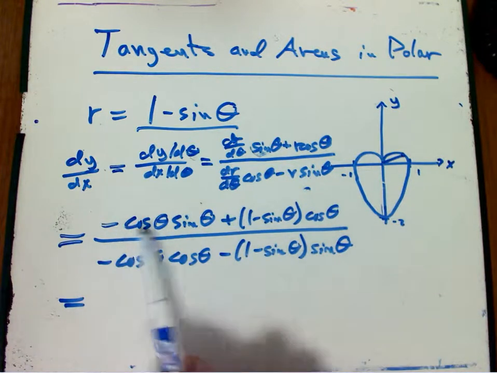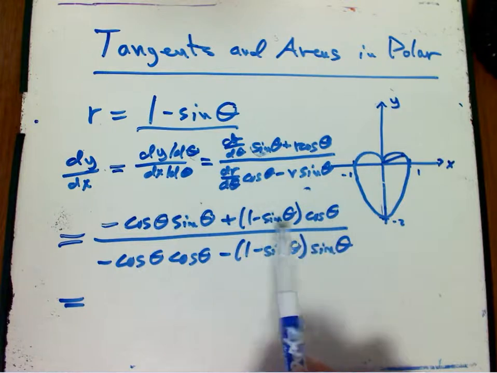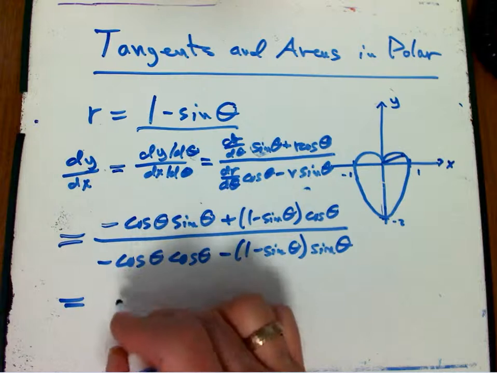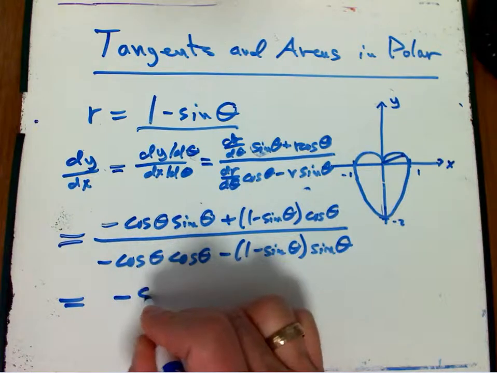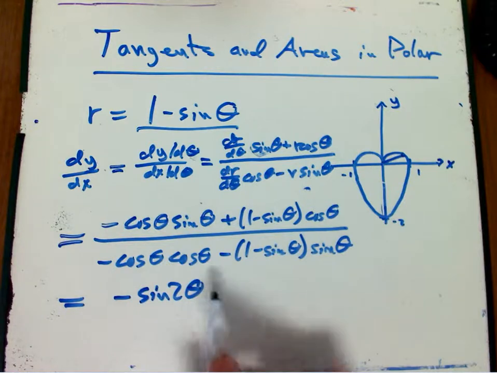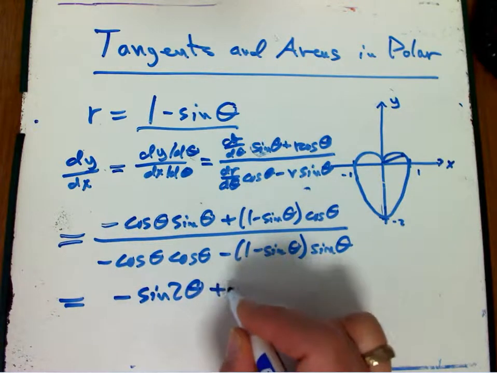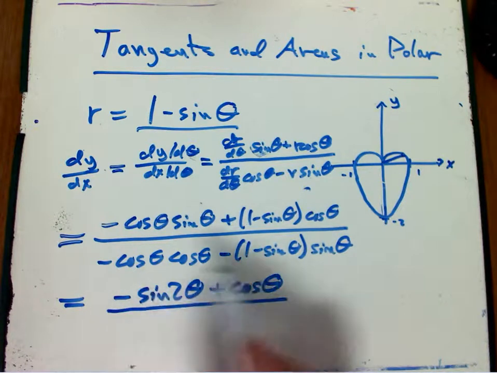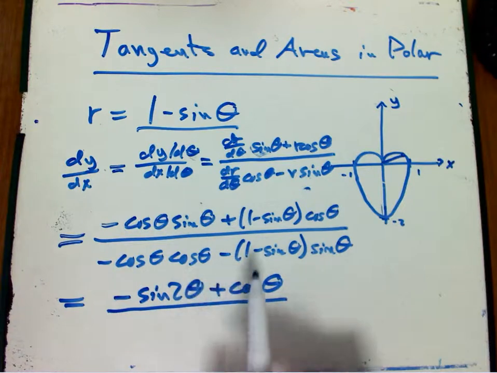Well, I've got a minus cosine theta sine theta and another minus cosine theta sine theta. That's minus 2 cosine theta sine theta. That might be nice to write as minus sine of 2 theta. Not always clear if you want to take advantage of a double angle like that, but let's try it. There's a bit of a mismatch here. We can always re-expand it.